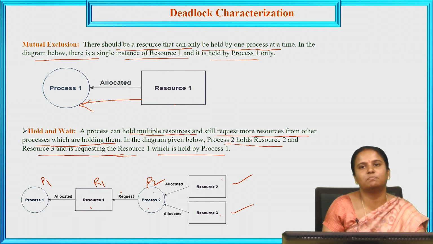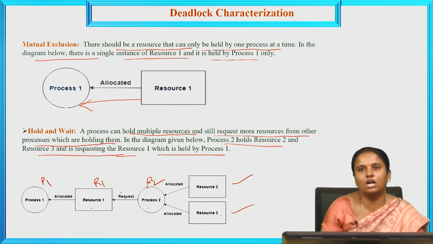Until process P1 releases it, P2 cannot access resource 1, because it is already allocated to P1. So only one process can hold, and the other process has to wait. That is what hold and wait is about.